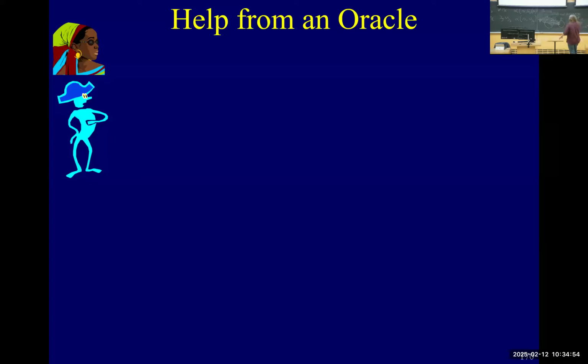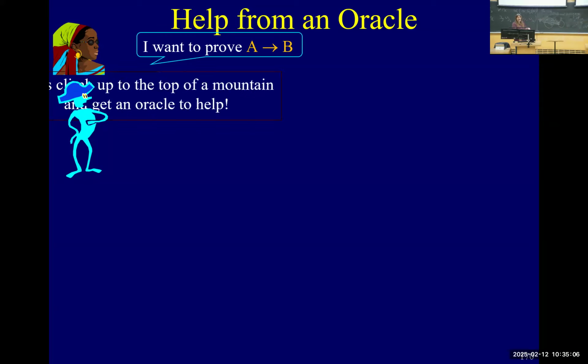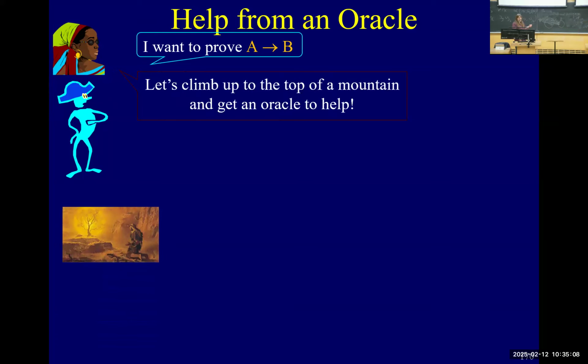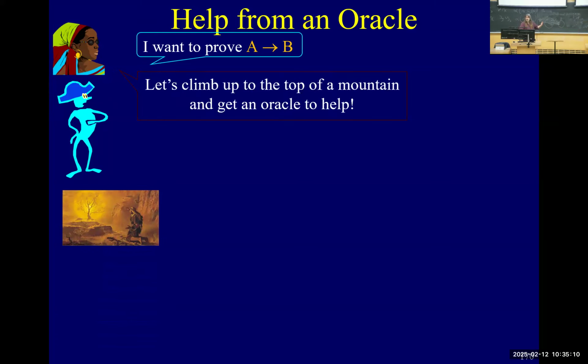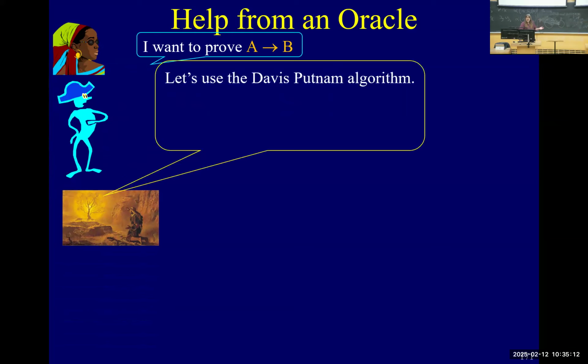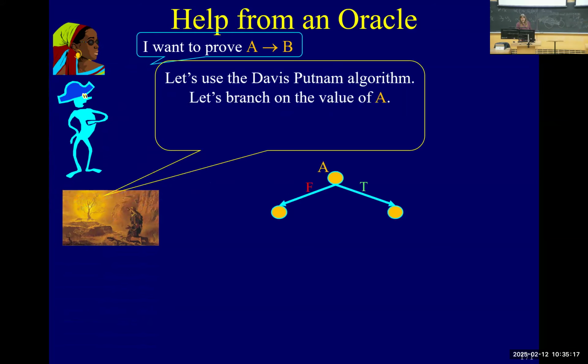All right, so now we're bringing in the oracle. We've made some references to the oracle along the way, but now we're going to do it more powerfully, right? So if you're proving A implies B, how do you do that? You go to the top of the mountain, you get an oracle, and the oracle is going to assure you of it, right?